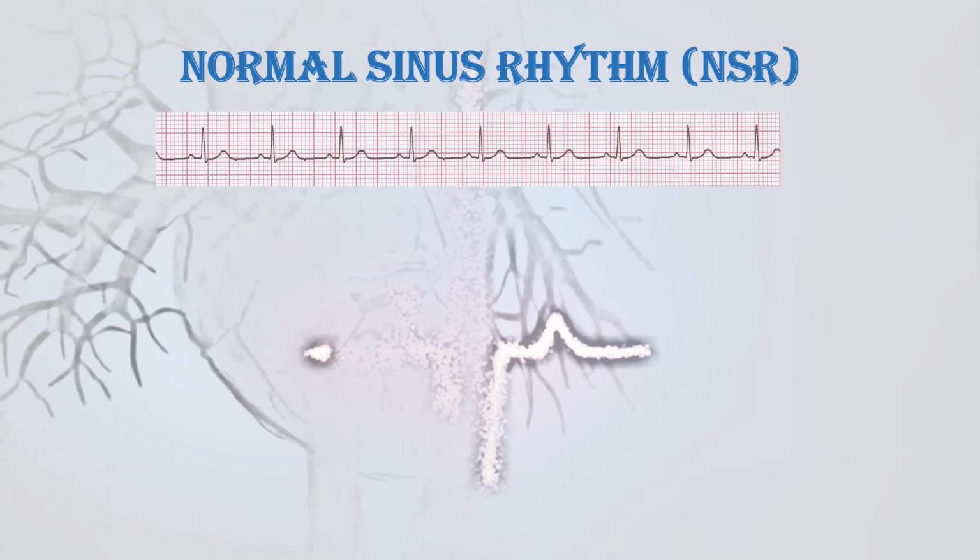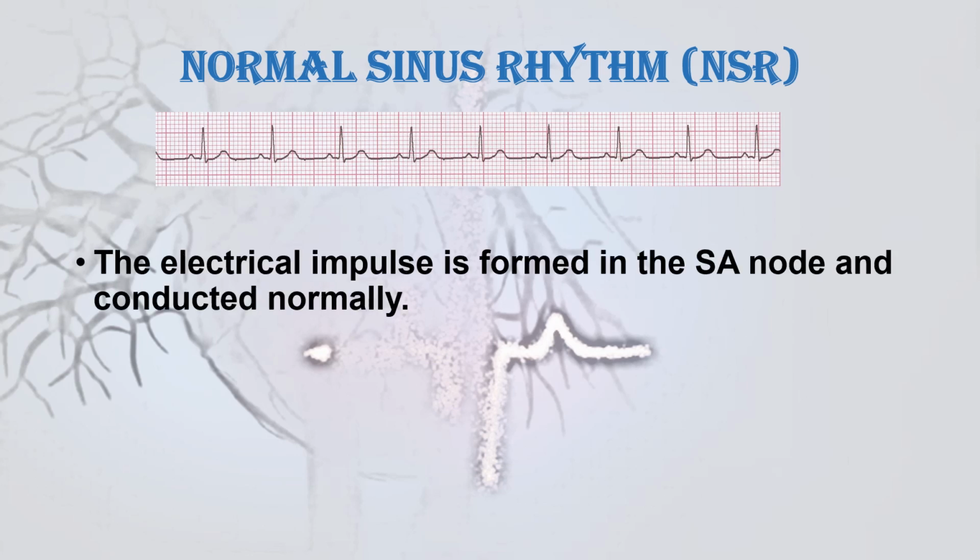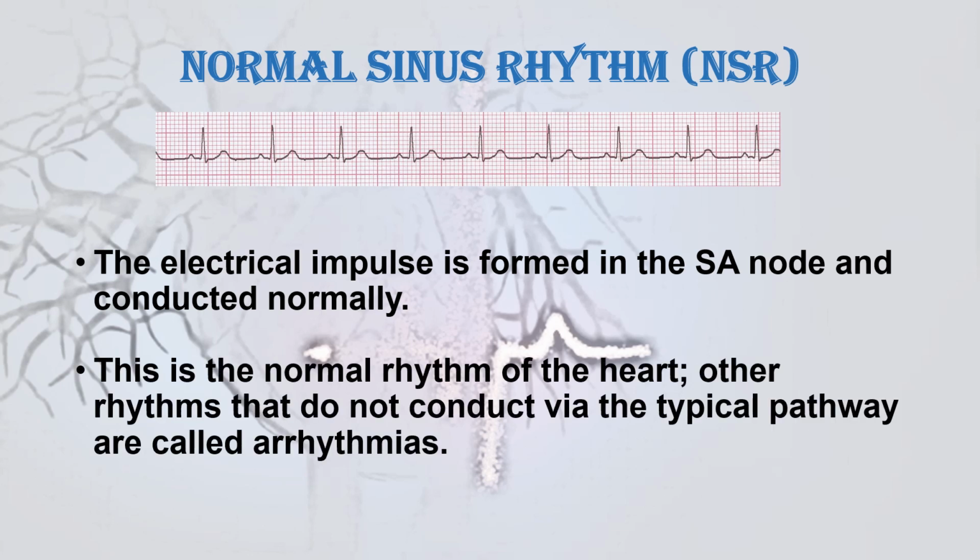And the criteria of a normal sinus rhythm: the electrical impulse is formed in the SA node and conducted normally. How can we identify that it is formed in the SA node? In the sense, when the SA node is generating impulses, the rate will be between 60 to 100 and there is a P wave before every QRS complex. Then look, is it the normal rhythm of the heart or other rhythms? Those that do not conduct via the typical pathway are called arrhythmias. We are supposed to look for that.